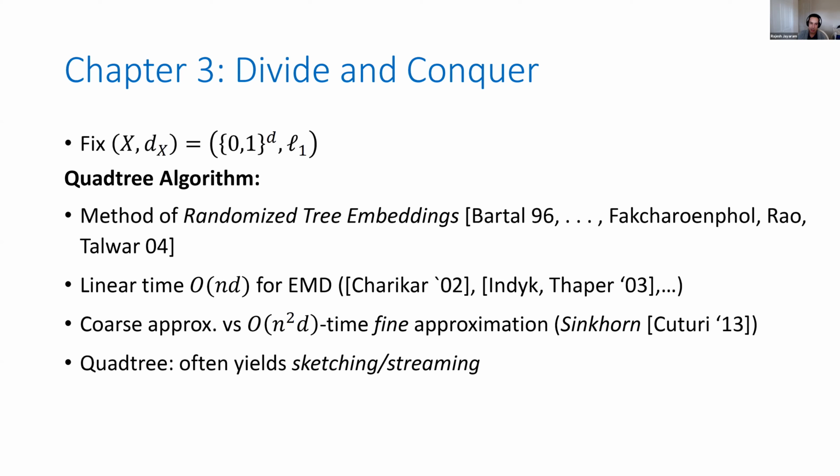And one of them is that they often yield so-called sketching or streaming algorithms. For example, if you saw the points in a stream and you wanted to compute the matching in small space, you can do this, usually, with these randomized tree embeddings. Whereas with these other methods like the Sinkhorn, it's not clear that this is possible.